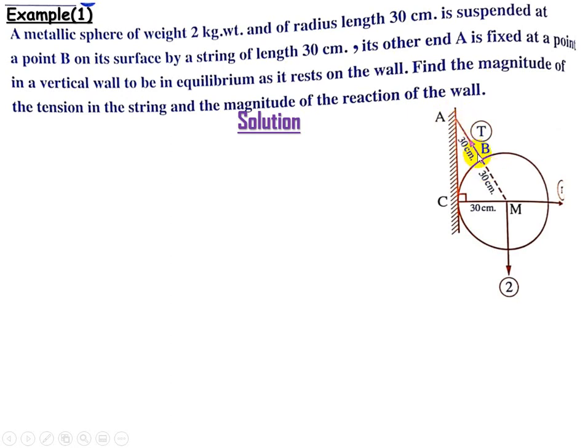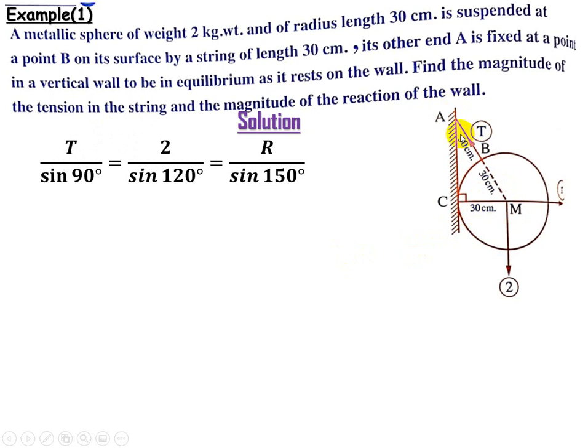The string AB has length equal to the radius of the sphere, so this is 30, this is 60. So the side CM is half the length of the hypotenuse, so the angle opposite to it, which is angle A, equals 30. So angle AMC equals 60. So the angle beside angle 60 will be 120, and here is 90 and 90.